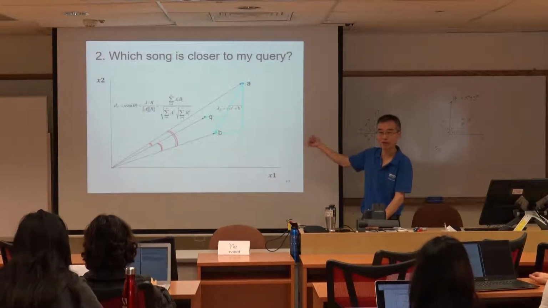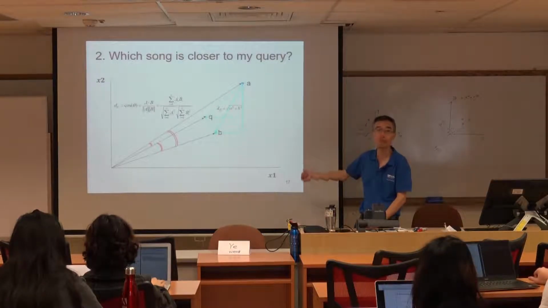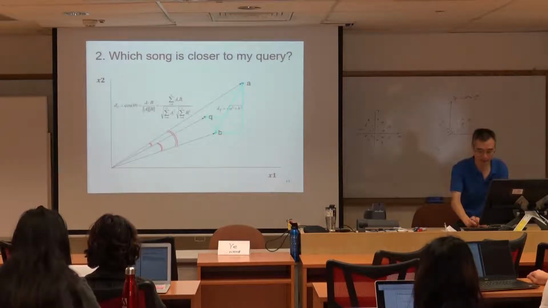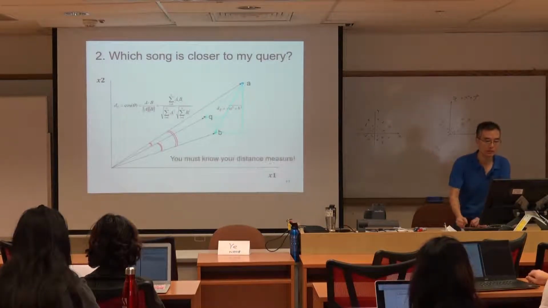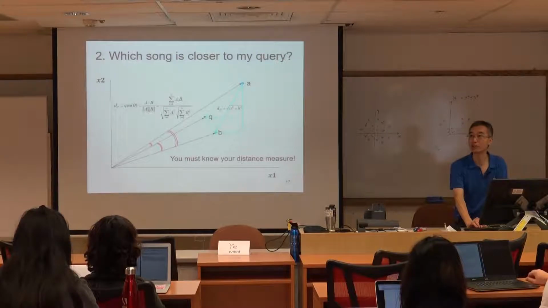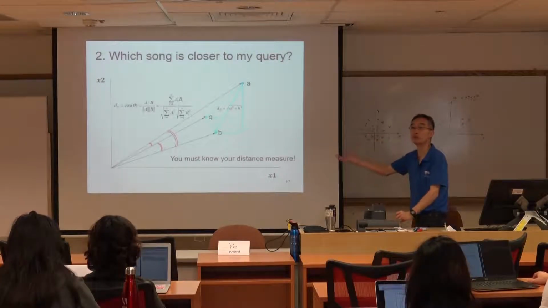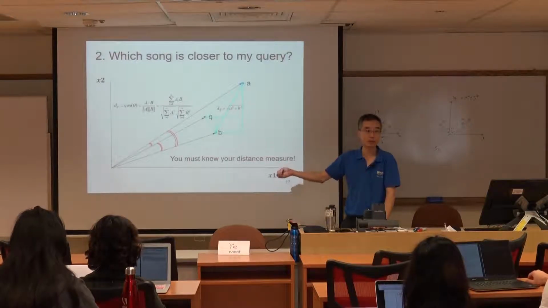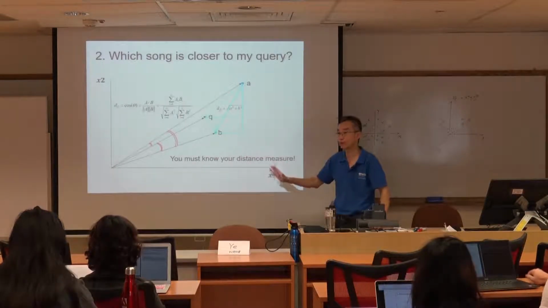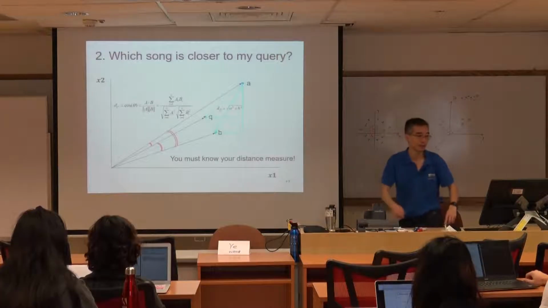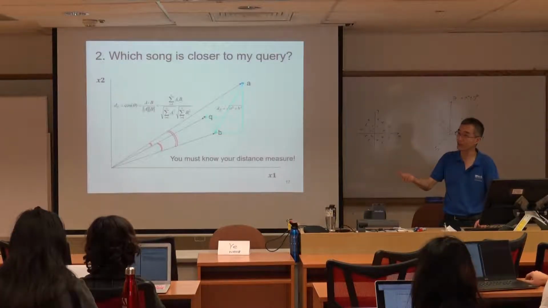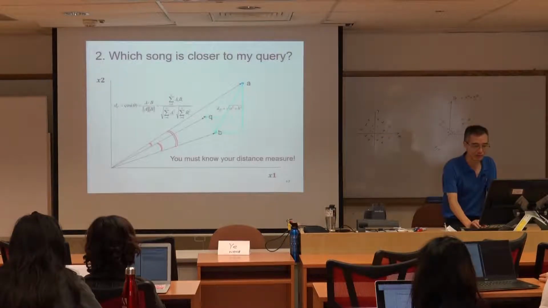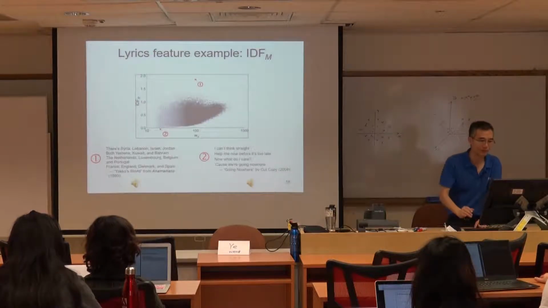Is that clear, or any questions? Because this is really important. Okay? Very nice. So you must know your distance measure. Of course, I just gave two concrete examples. One is Euclidean distance, very commonly used. One is the cosine distance measure. But there are many other distance measures as well. Anytime you use a different distance measure, the distances are going to be different.